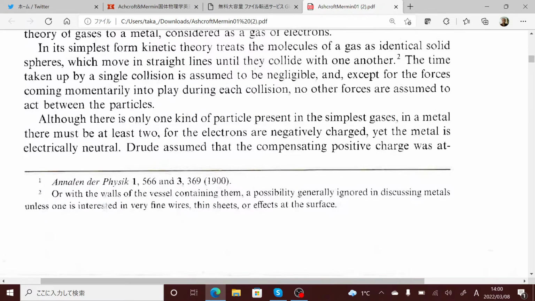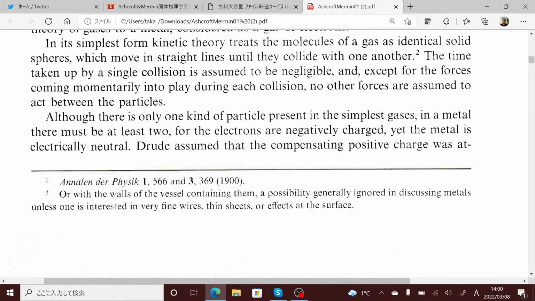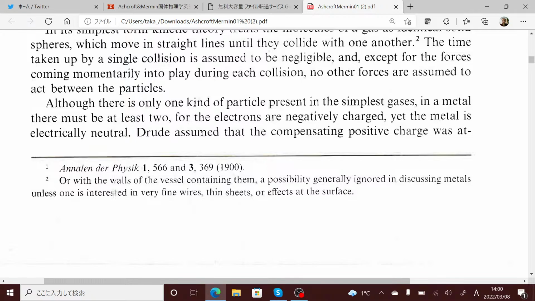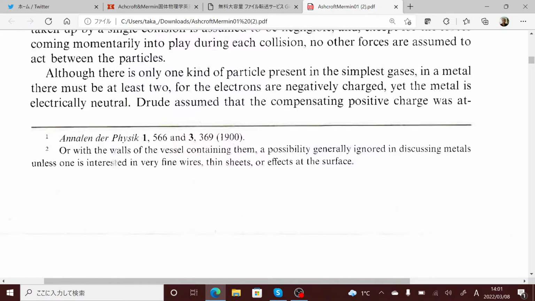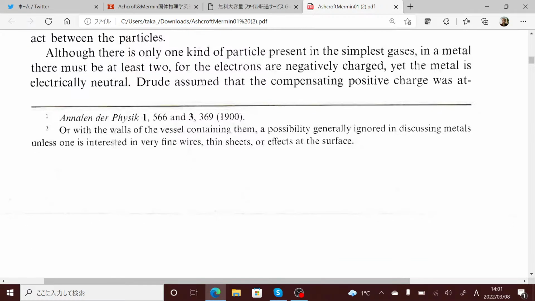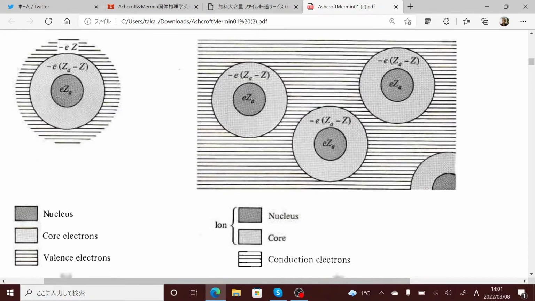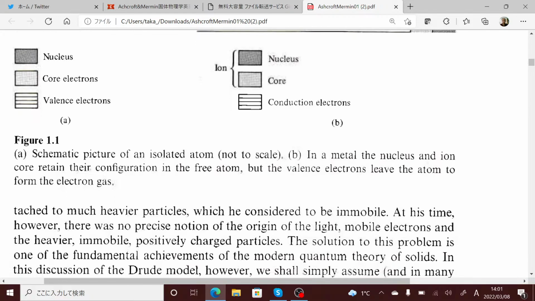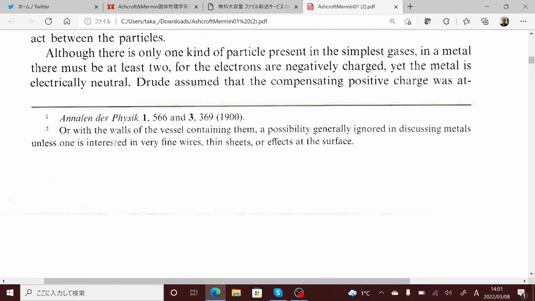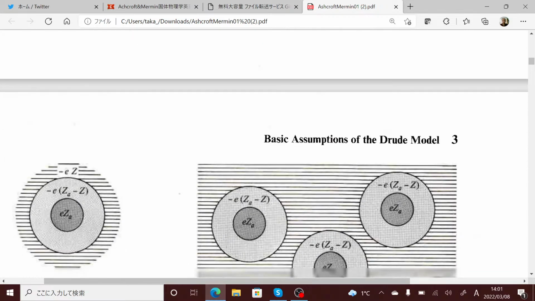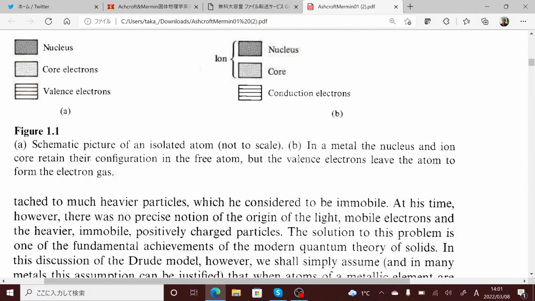Although there is only one kind of particle present in the simplest gases, in a metal there must be at least two. For the electrons are negatively charged, yet the metal is electrically neutral. Drude assumed that the compensating positive charge was attached to much heavier particles, which he considered to be immobile.